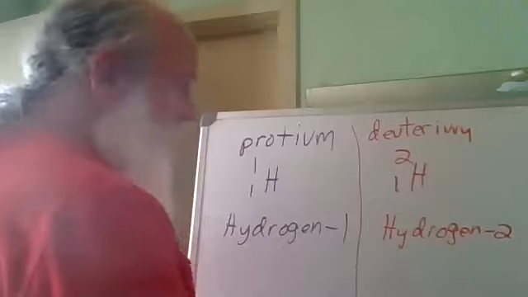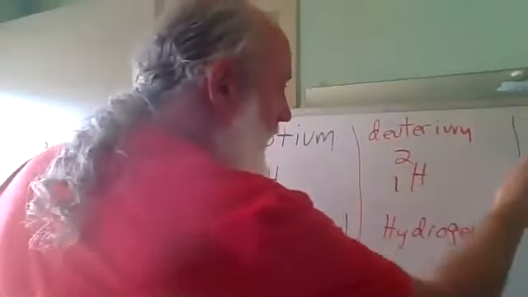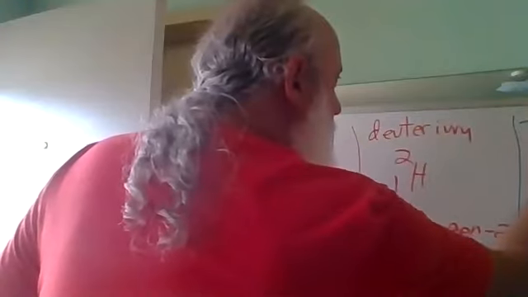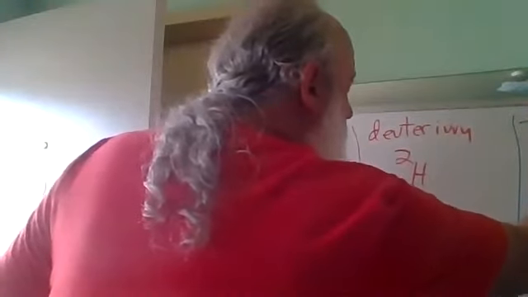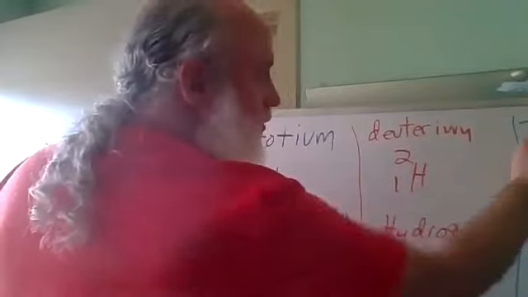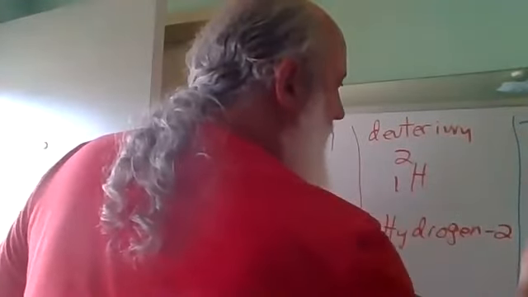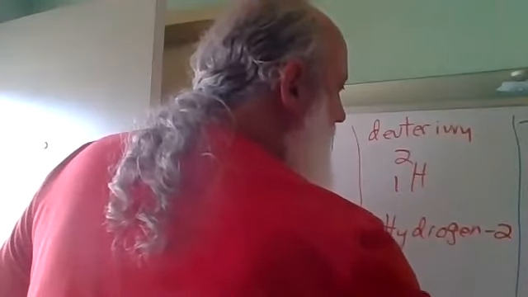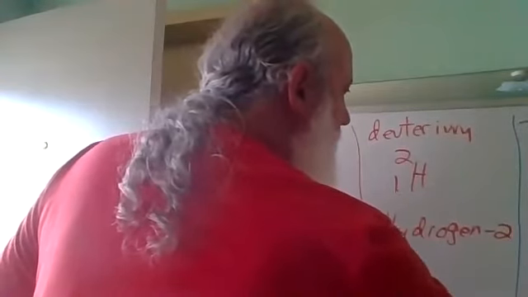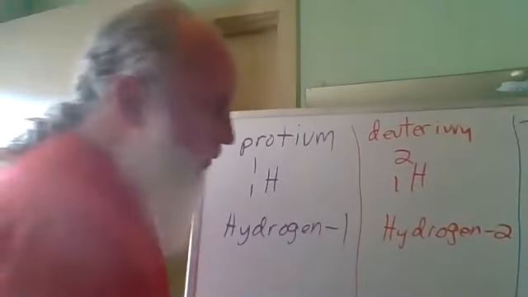And then finally, we have tritium. You should be able to guess the mass there. Tri is 3, so the mass is 3. And written the other way, it's hydrogen 3. I'm sorry, I kind of ran out of room there at the end.